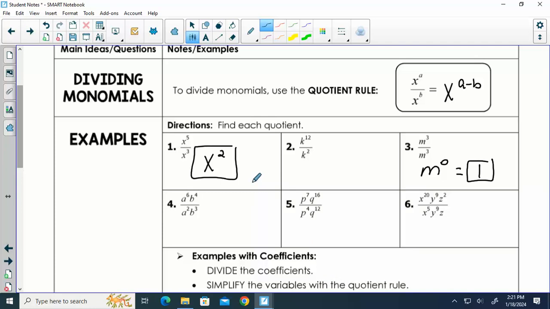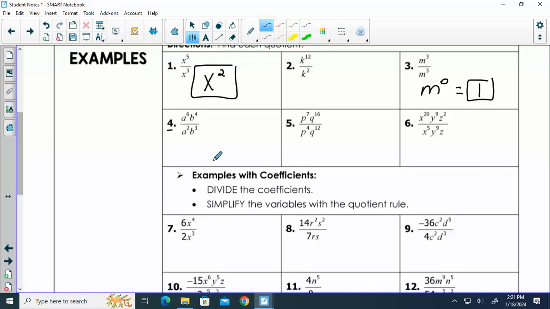Alright, let's go to number 4. So since we have 2 variables, we basically work with each of them. So if I look at my a's, a to the 6th divided by a squared would be a to the 4th. And then we look at our b's. B to the 4th divided by b to the 3rd would be b to the 1st. And you can write that 1, but if you don't, it's assumed to be a 1.